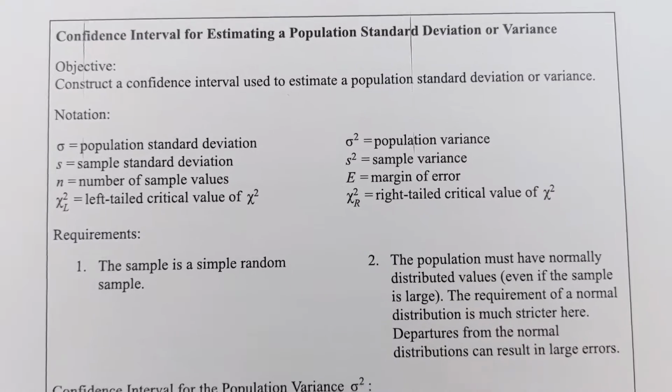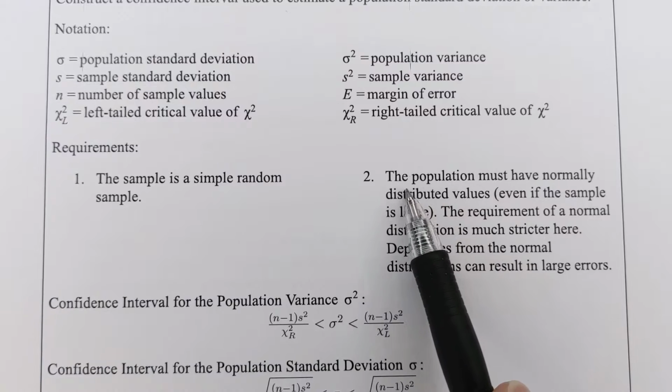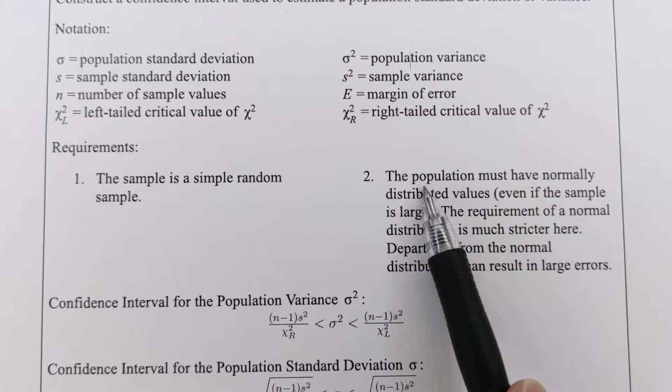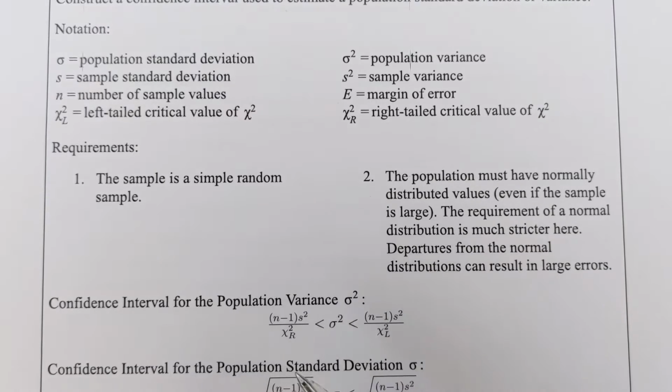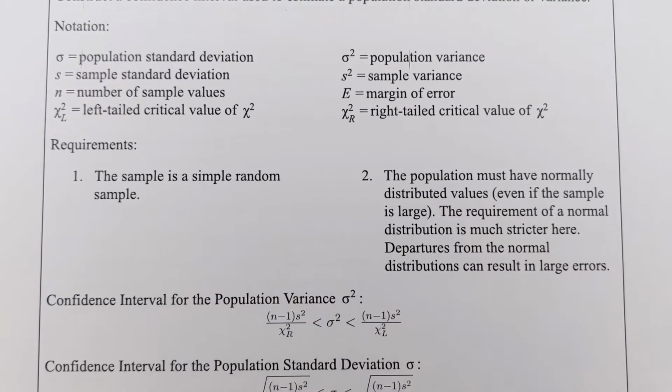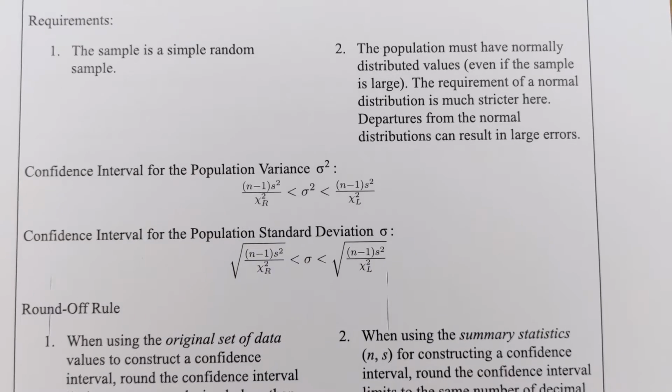E is the margin of error. So, requirements: simple random sample. Must have normally distributed values even if the sample is large. So if it's not normal, this formula doesn't work. You have to have a normal distribution. No "n is more than 30" or things like that.